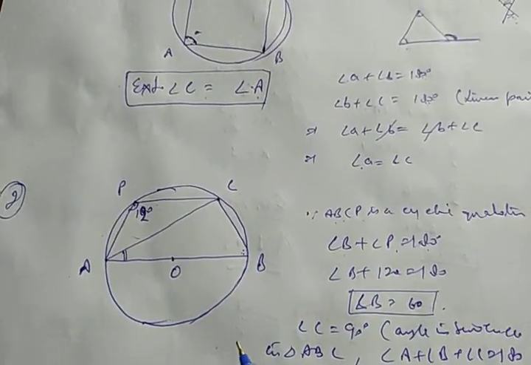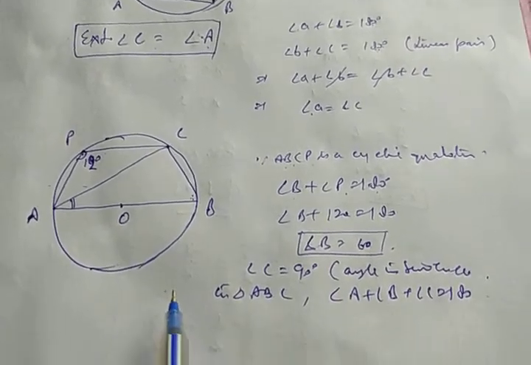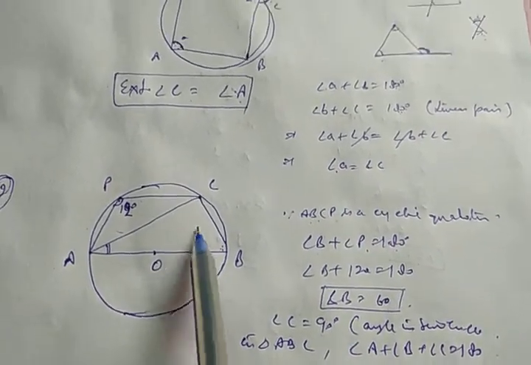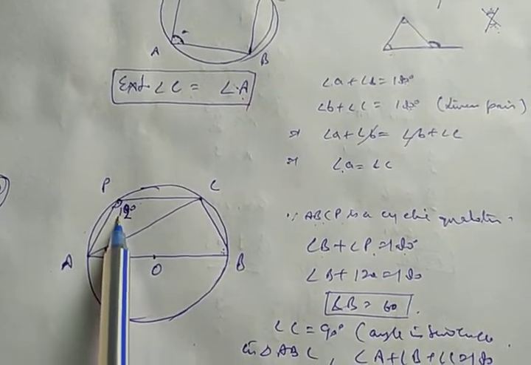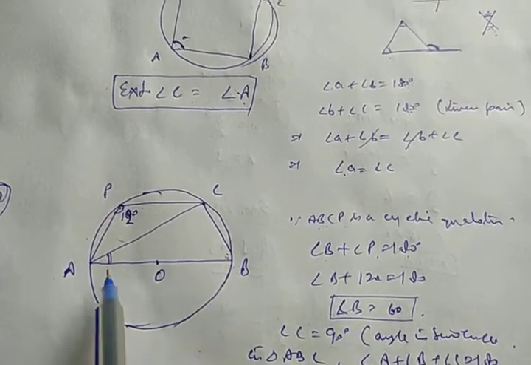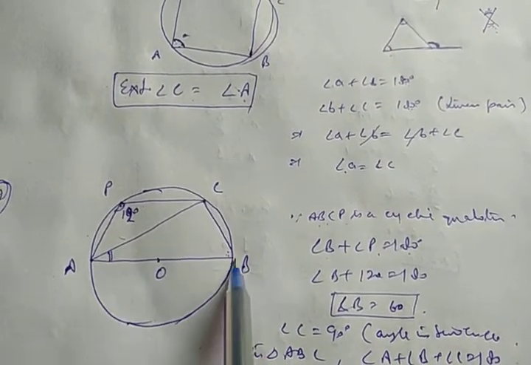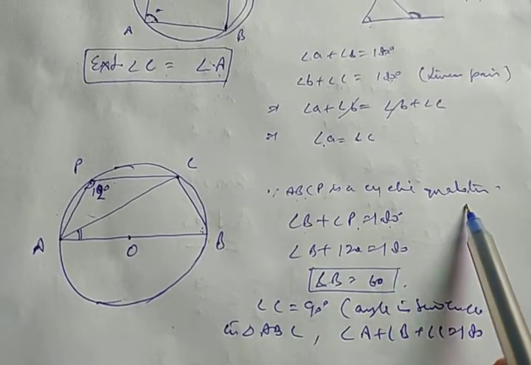Now I am taking question 2 of the exercise, and others can also be solved. Just for the sake of understanding I am explaining. A cyclic quadrilateral ABCP has been given and this angle 120 has been given. You have to calculate this angle, meaning CAB. Now you will write: ABCP is a cyclic quadrilateral.